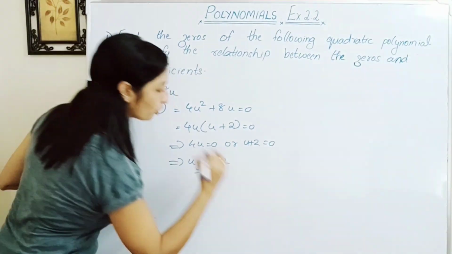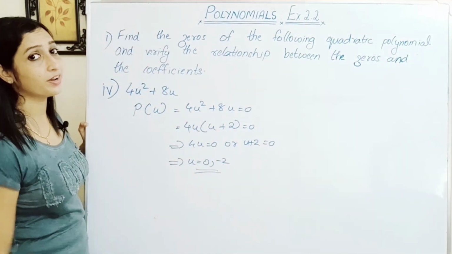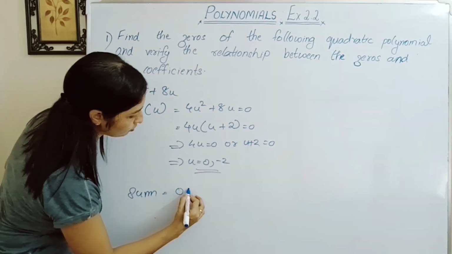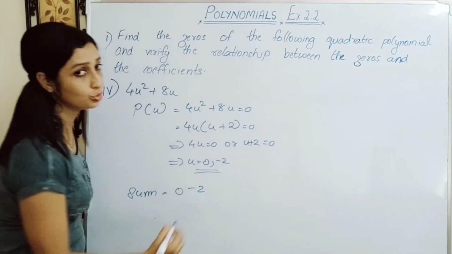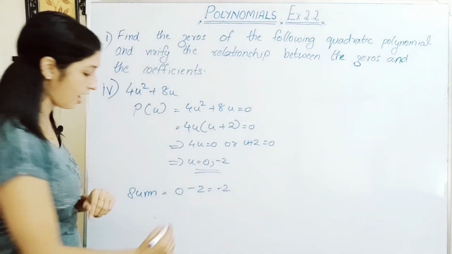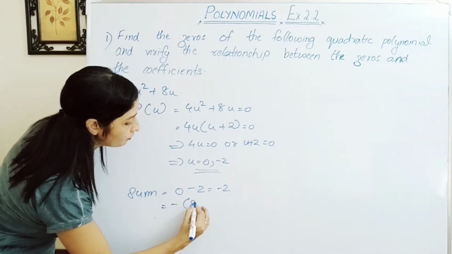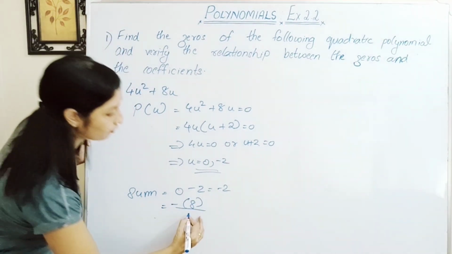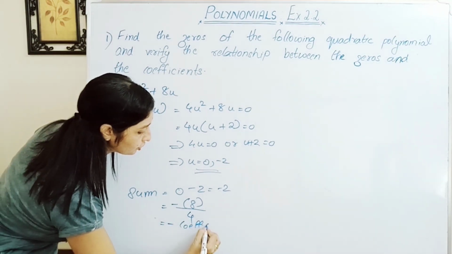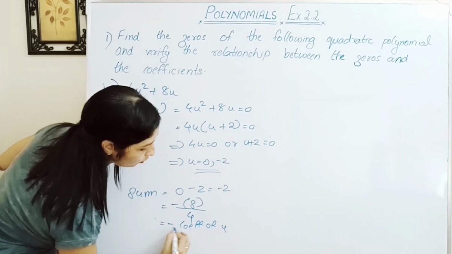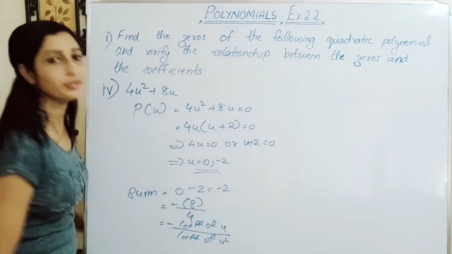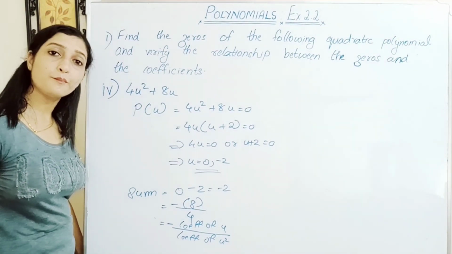So now you have got our two zeros. Now let's find out our sum. What is our sum here? Sum is equal to 0 minus 2, which is equal to minus 2, which can be written as minus of 8 by 4, which is equal to minus of coefficient of u by coefficient of u square.